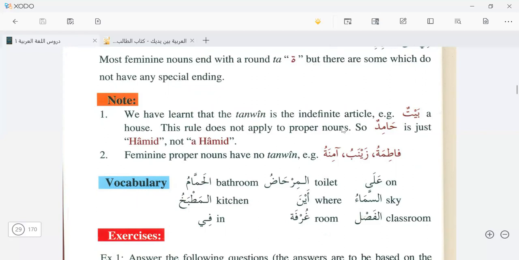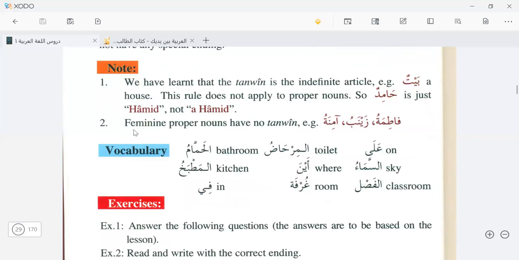Yes. Here we have learned that tanwin is the indefinite article. Baitun, a house. So if a name like Hamidun had a tanwin, we can't say a Hamid. We are just saying the name, Hamid. And we also have to keep in mind that feminine proper nouns have no tanwin.